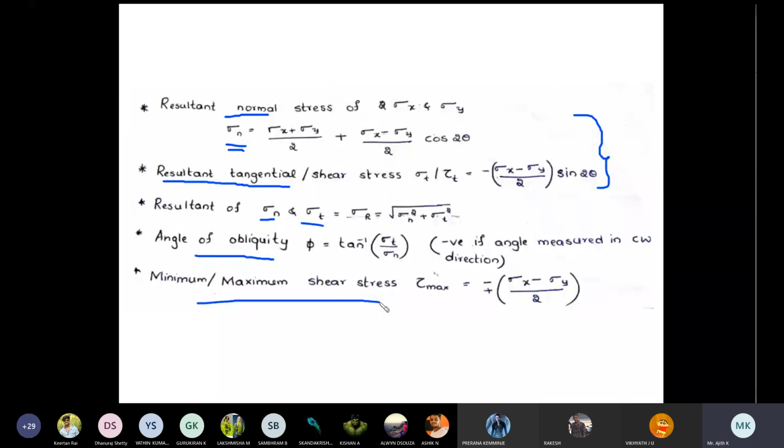And one last equation, to find the maximum or minimum shear stress, that is the difference between sigma x and sigma y divided by 2, plus or minus (sigma x minus sigma y) divided by 2. Now let me tell you what is this sigma n, sigma t, and plane of obliquity. All those things I will tell you.